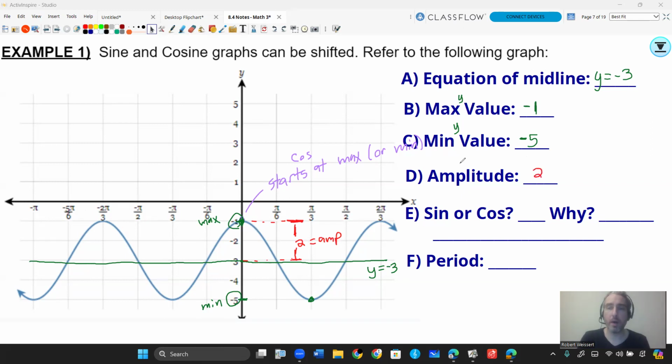Amplitude is always going to be positive. So don't subtract the negative numbers. Just count the distance here, and that amplitude is going to be 2. So always positive. Now, is this sine or cosine? We've already identified it as cosine because it starts at the max. So we'll say cosine.